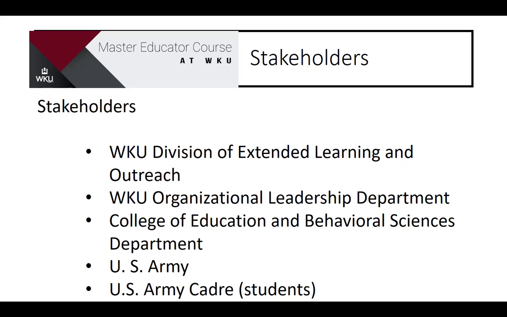I've listed here our stakeholders, which include DLO, the Division of Extended Learning and Outreach. They're the ones that put all the pieces together. They work with the military, and those that are teaching it come from the organizational leadership department and also the College of Education and Behavioral Science. Other stakeholders are the U.S. Army and the U.S. Army cadre, and the students. So these are the stakeholders involved in this program and the program evaluation.